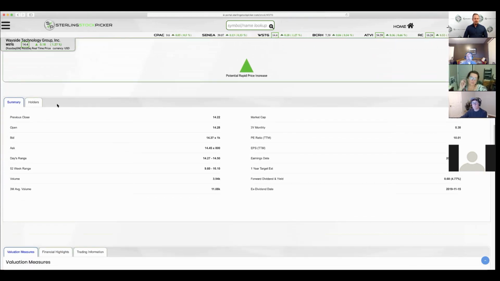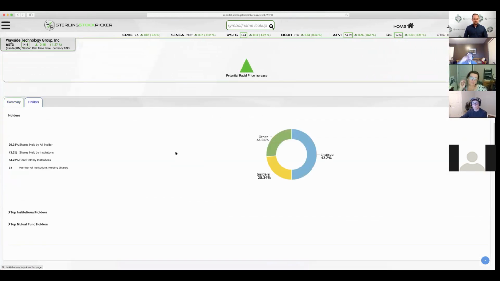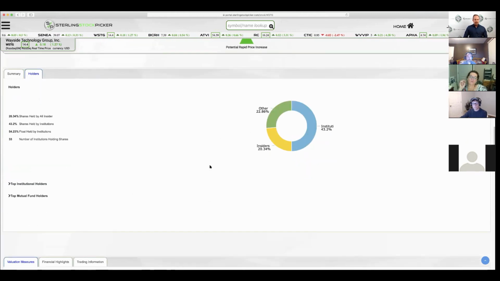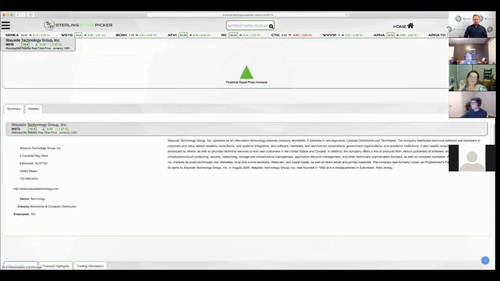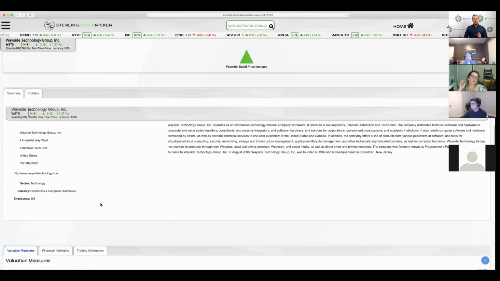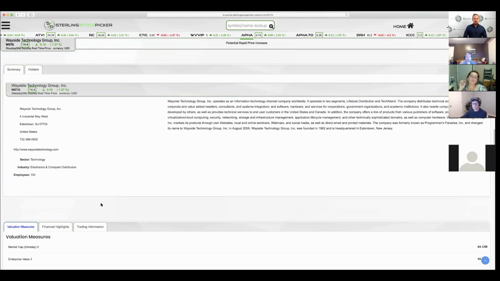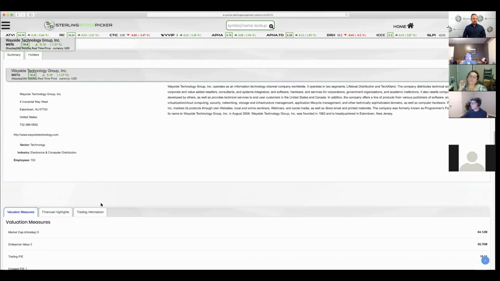There's certainly more data about the company. You can look at the holders of the company. We've distinguished in terms of if the insiders or institutions own this. And you can also read the company description here, where they're located, all that good stuff. So a lot of concise, in-depth information about the particular company.